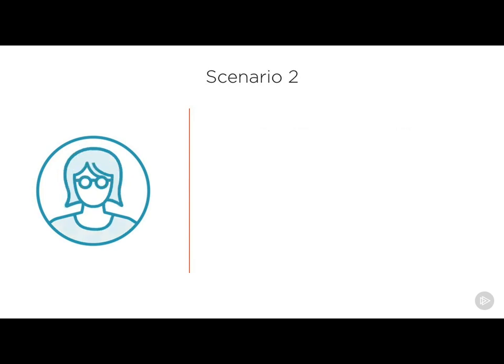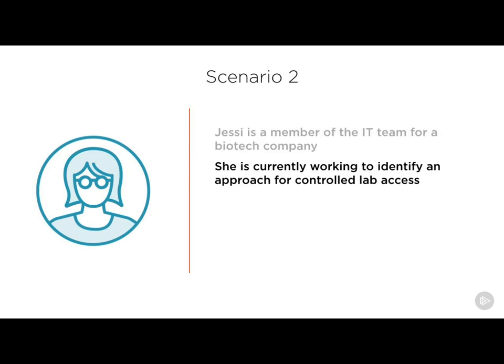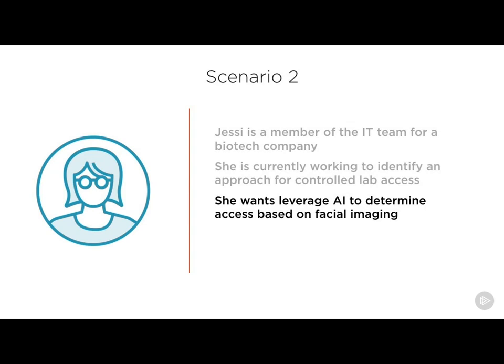Okay, next we have Jessie. And Jessie is a member of the IT team for a biotech company. And she's currently working to identify an approach for controlled lab access. So in other words, they need to be sure that that lab stays locked except to the people that need to be in there. Now she wants to leverage AI to determine access based on facial imaging.